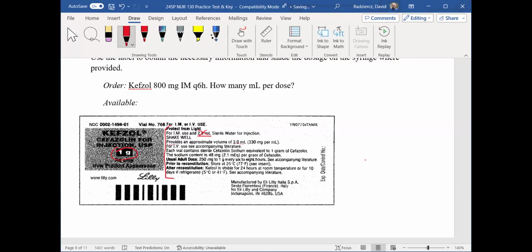Then it gives you an approximate volume of 3 milliliters, and then it gives us this really important piece of information here in the parentheses, and it tells us that the strength after adding the 2.5 milliliters of water would be 330 milligrams per milliliter. So I'm going to take my order, divide it by my available, times my quantity. And that's how you would solve this type of question.